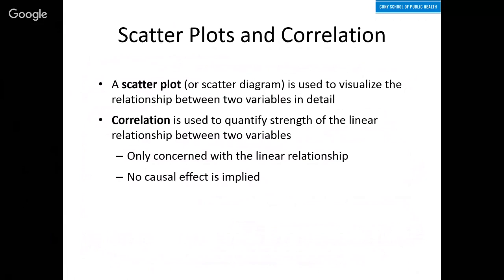Let's look at the relationship between scatter plots and correlation. Scatter plots are these dot plots with an X and a Y axis, and correlation is a measurement of the strength of the relationship that we see between two variables. Keep in mind, correlation describes the linear relationship, not any nonlinear relationships between the variables, and it does not imply causal effect. It just means when one goes up, the other one tends to go up, or when one goes up, the other one tends to go down.